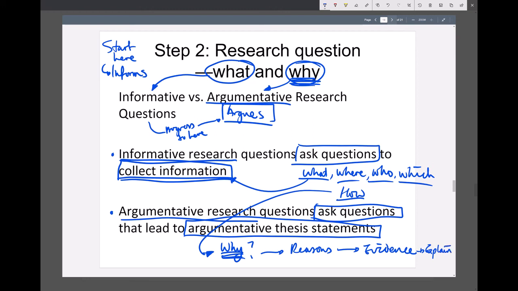So your summary, your assignment 1, that's your informative research, so that you have your informative research skills. And then your assignment 2, your opinion essay.